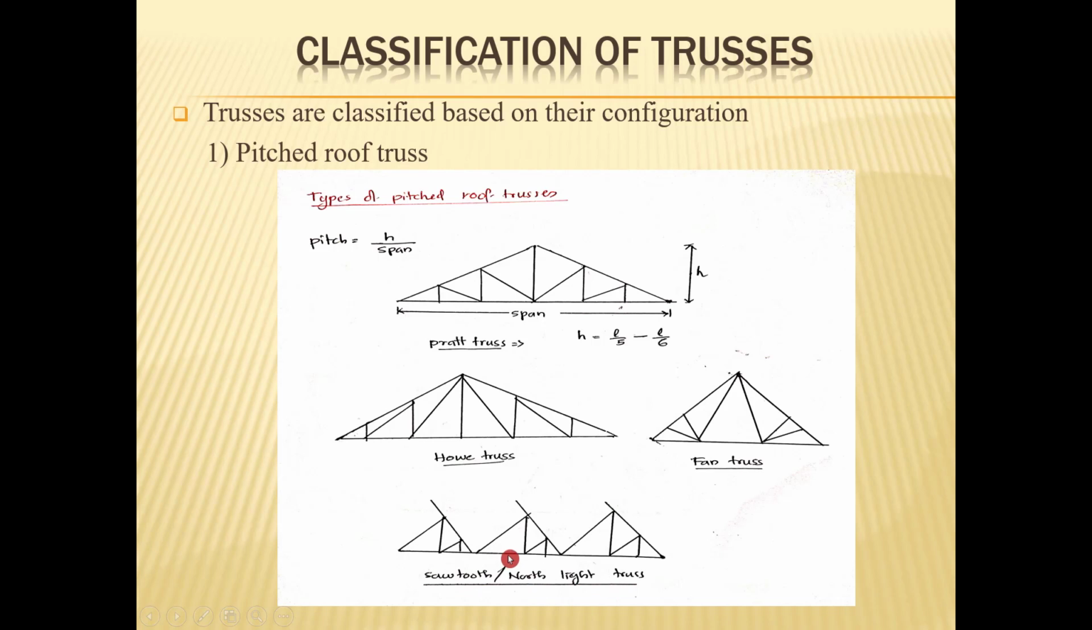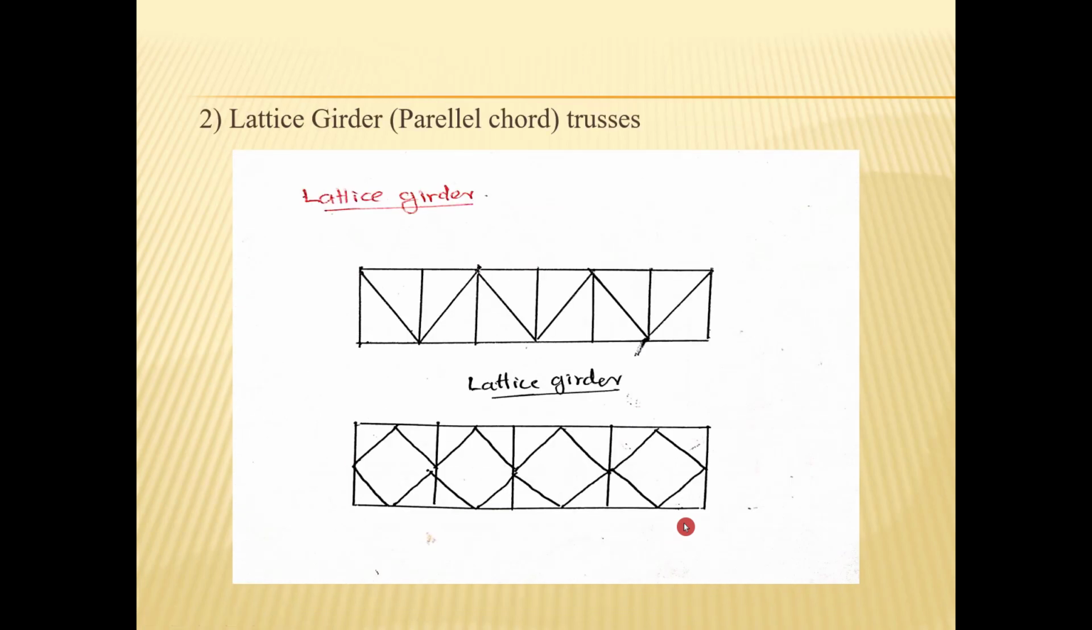they are normally provided for ventilation and lighting purpose also. So on this side there will be some ventilation as well as the lighting arrangements. And next type, there is no pitching. It is called a lattice girder or parallel chord trusses. There are different arrangements in geometry for lattice girders as you see in the figure, both having different strength and both spanning different lengths.